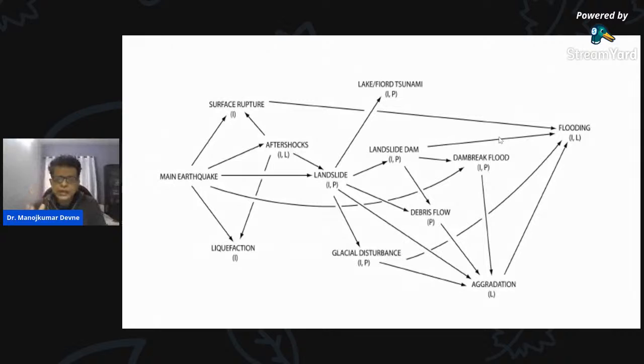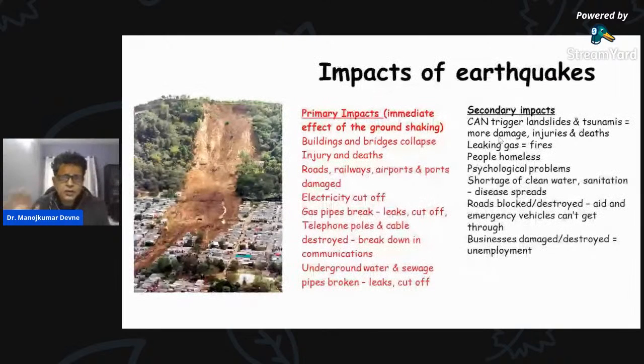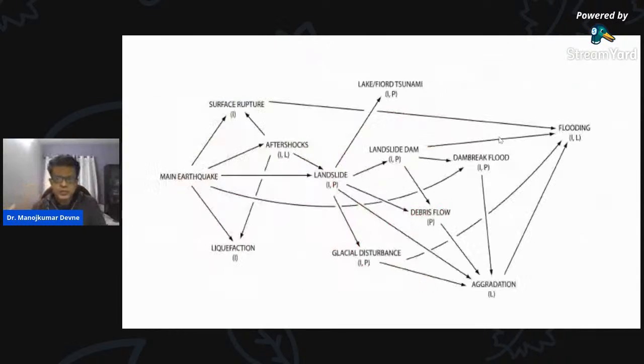So this is the geomorphological impact of the lands of an earthquake, sorry. And this is the human impact of an earthquake, okay, how it disturbs human systems, how an earthquake here disturbs natural systems as such.